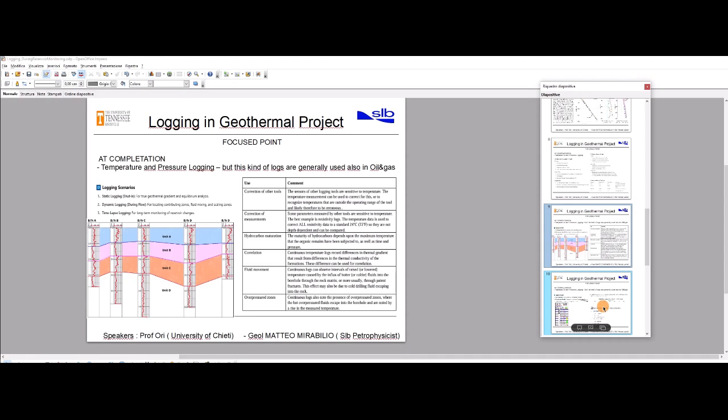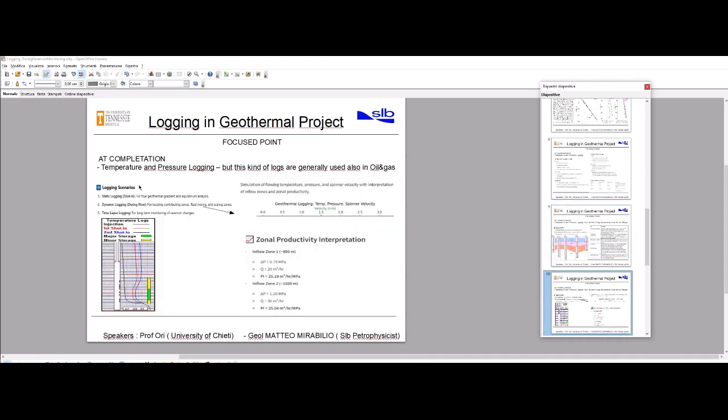But let's stay on geothermal reservoirs, and we are talking about the second method, the second logging scenario, which is dynamic logging for locating a contributing zone, fluid mix and scaling zone, with simulation of pressure and spinner velocity of the inflow zone. There is a simulation of spinner velocity in the inflow zone in an internal geothermal reservoir. We have a velocity of around 1.5 meters per second. So this simulation underlines that we have two productivity zones. The first inflow zone is around 800 meters depth, and we have a range of change of pressure in this value.